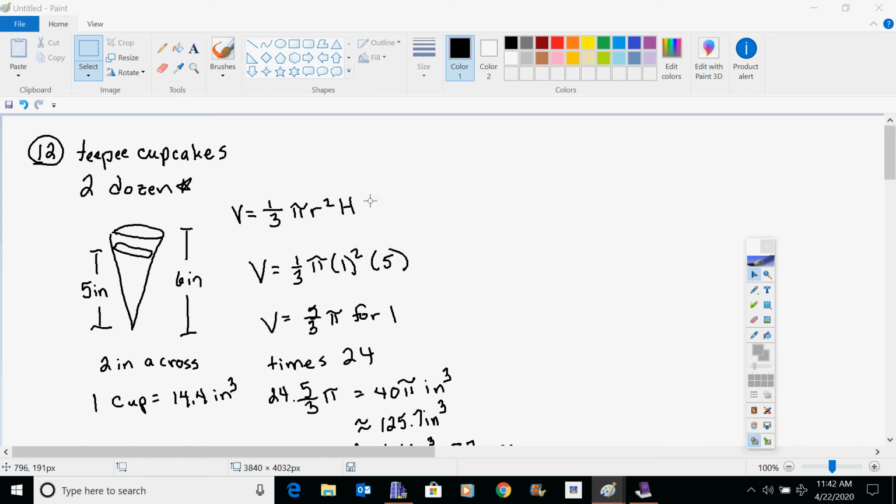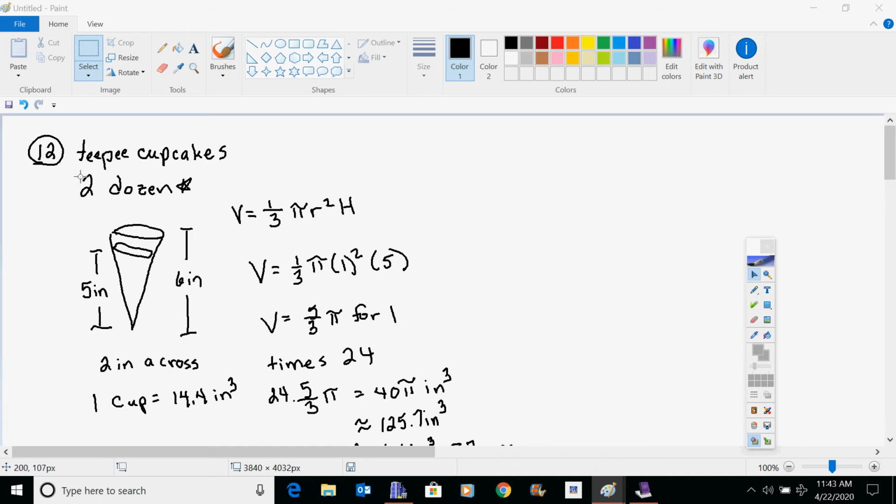So we need to know the volume of the batter in one of these ice cream cone cupcakes. So we use our volume formula. Our radius in this, though, is 1. It said that it was 2 inches across. All the way across would be a diameter, so the radius is 1. Plug that in. And for 1 cupcake, that gives us 1/3 times pi times 1 squared times 5, which is 5/3 pi, for just one of the cupcakes.